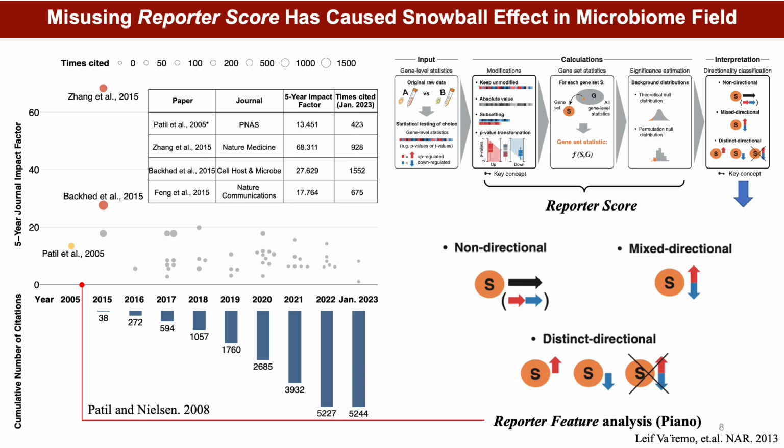This reporter score was first misused for microbial enrichment analysis in 2015. Similar misuse has been found in at least 45 papers, and the influence of these papers showed an exponential growth trend. Most strikingly, as far back as 2008, the two authors of reporter score proposed a workflow called reporter feature analysis, and by using it, the regulation directionality and the statistical significance can be determined simultaneously. This workflow has been applied over a broad range of scientific topics, including microbial research.